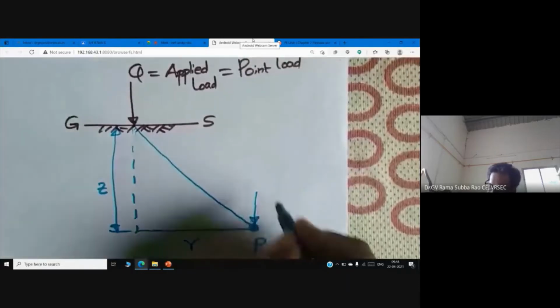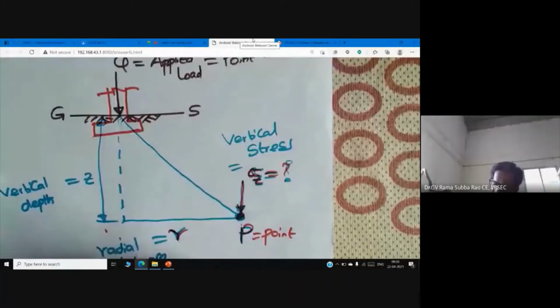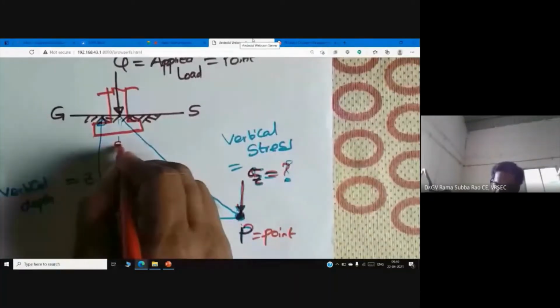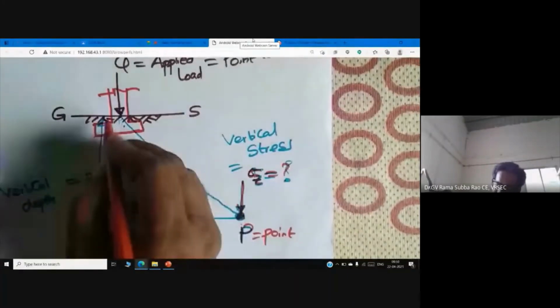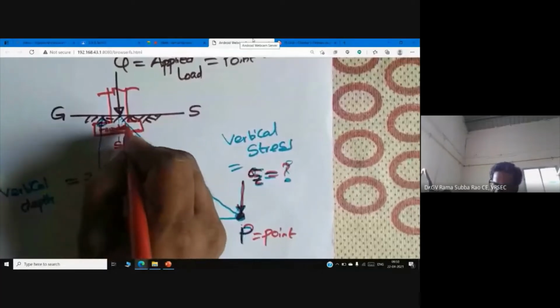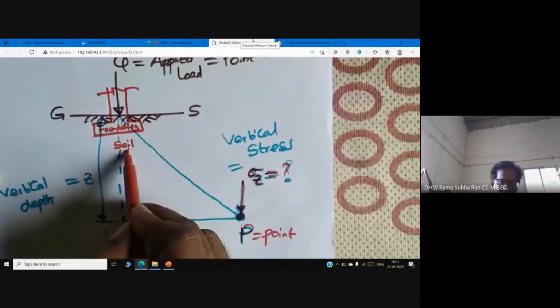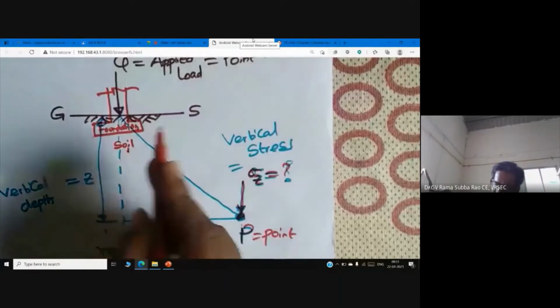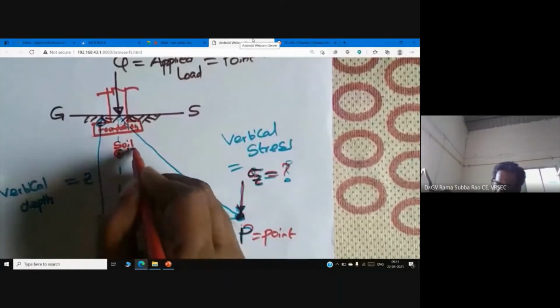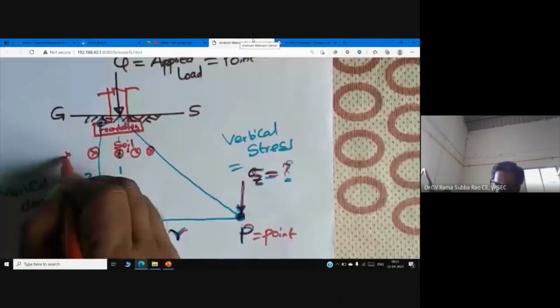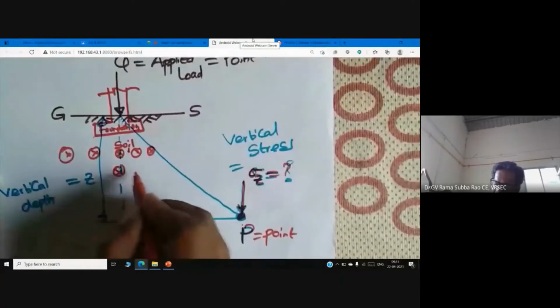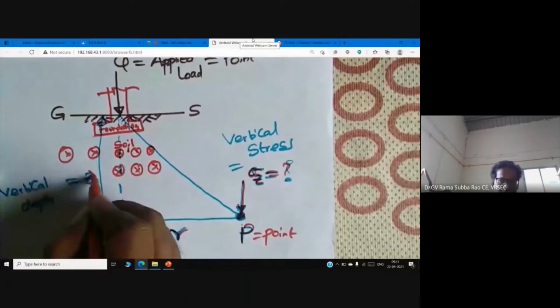What is the vertical stress below the ground surface? This is the soil below the foundation. Let me say this is the foundation. Now the soil below is under stress from this load. Now I want to calculate stress at this point, this point, this point. I want to calculate stress at any point below the ground surface. That is my objective now.